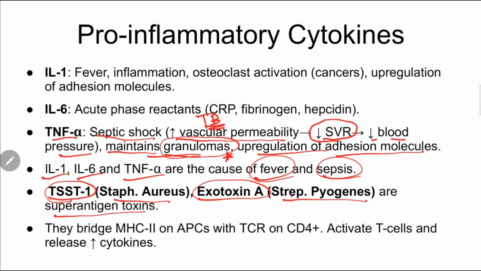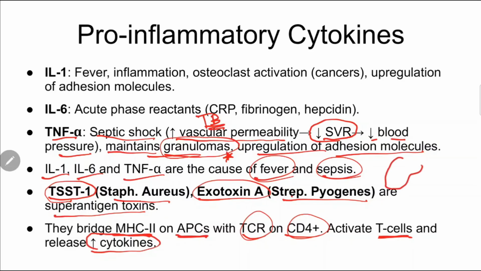Now what do they do? They bridge MHC2 on the antigen presenting cells with the T cell receptor on the CD4 positive T cells. This activates your T cells and it releases a very high amount of cytokines, a large cytokine storm that leads to septic shock, right? So this is what happens.